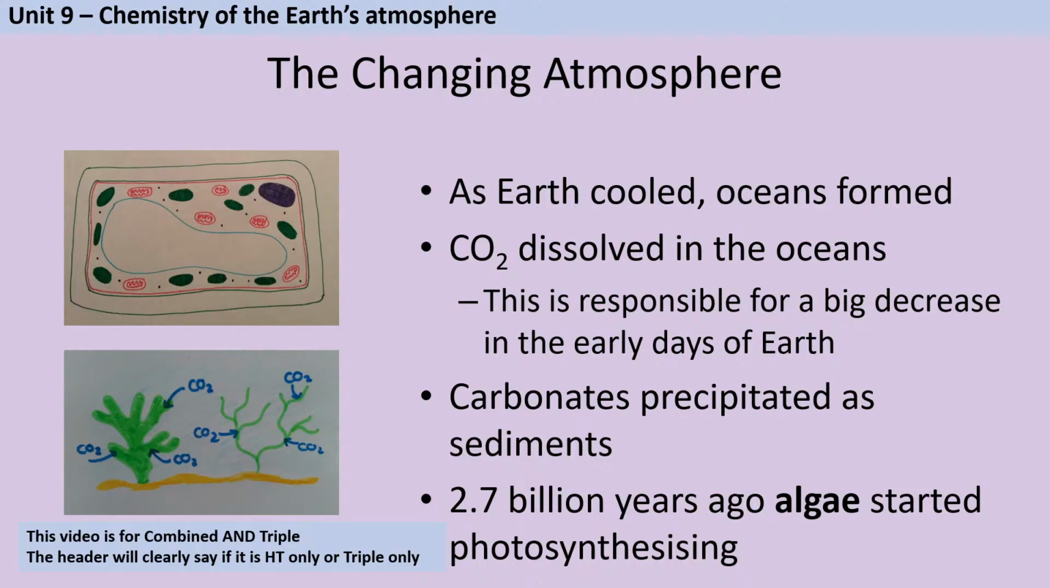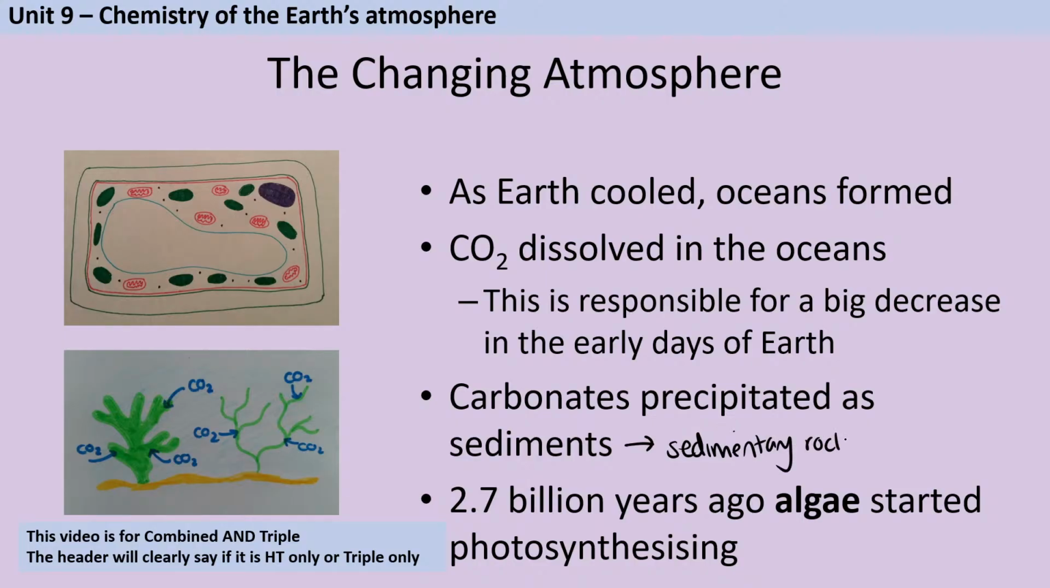Now that's important for two reasons. The first reason is that the carbon dioxide that was in the atmosphere was able to dissolve in those oceans, forming chemical compounds called carbonates. And those carbonates precipitated out, which means they became insoluble solids and they were able to drop to the bottom of the ocean. So this is where we get lots of our sedimentary rocks from that contain carbonates.